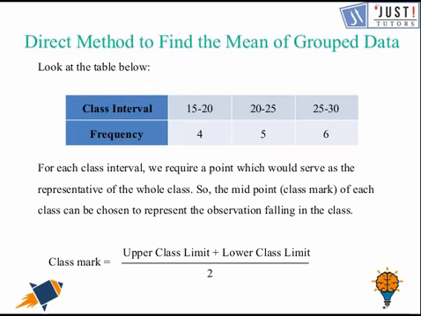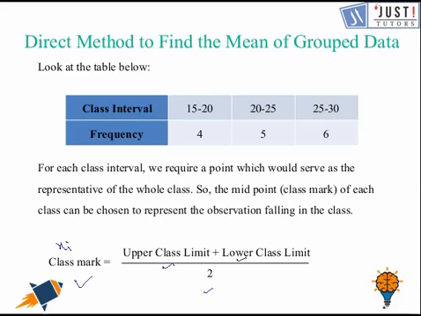grouped data. Sometimes the observations are grouped with their respective frequencies, but the observations themselves are grouped in particular classes. For each class interval we require a point which would serve as a representative of the whole class. That point is known as the midpoint, or the class mark, of each class, and can be chosen to represent the observations falling in the class. We can work that out as upper class plus lower class divided by 2. This is the formula to find the xi's. So the class marks, or what we call midpoints, are the xi's for the question.